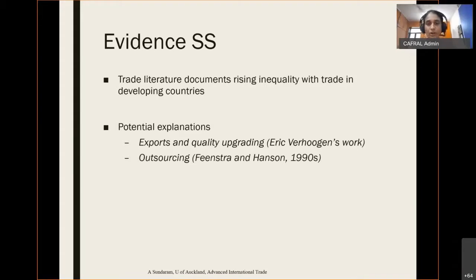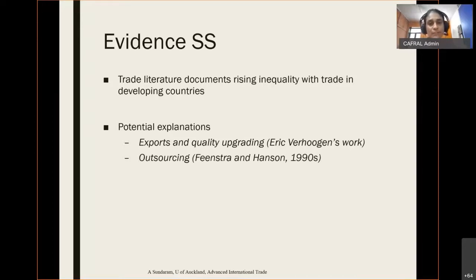And we're going to talk a lot more about within sector heterogeneity when we tackle the Melitz model that's coming up. Now, the other explanation is actually very interesting. I like this one a lot. It's by Feenstra and Hanson in the 90s. It's actually an old model, but it's still very interesting because it looks at outsourcing as an explanation for rising inequality. And the idea is as follows, right?